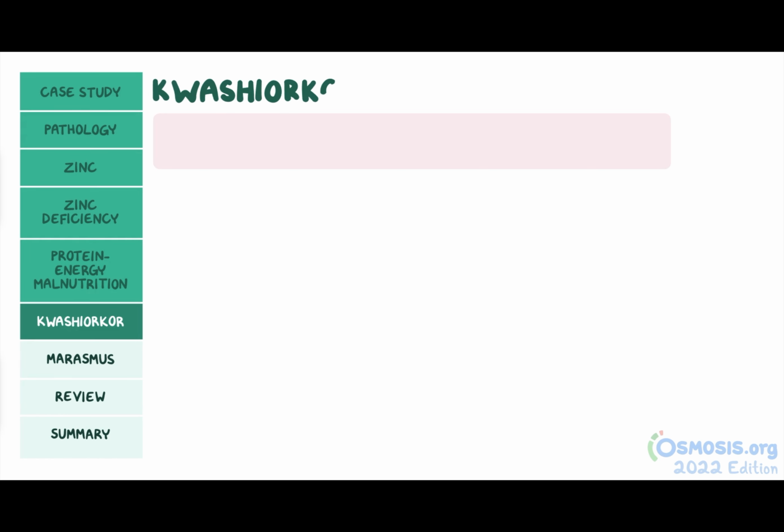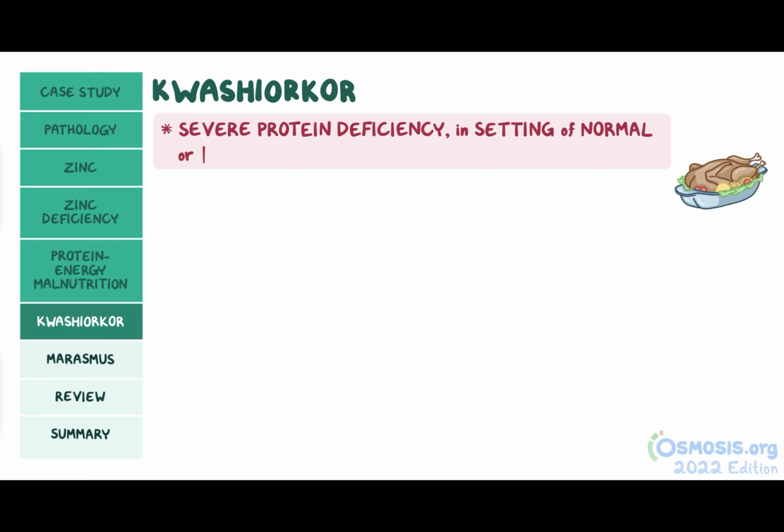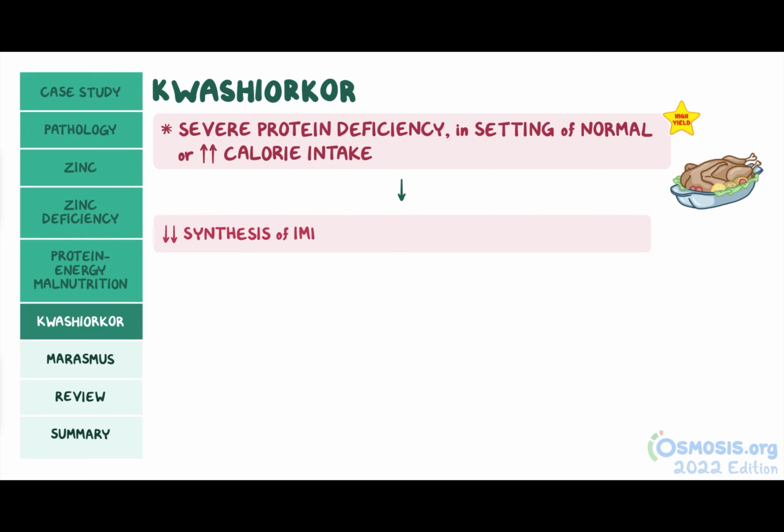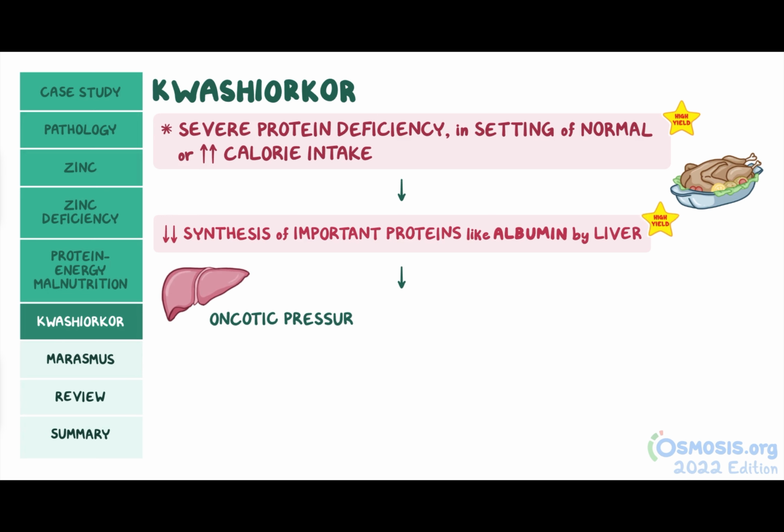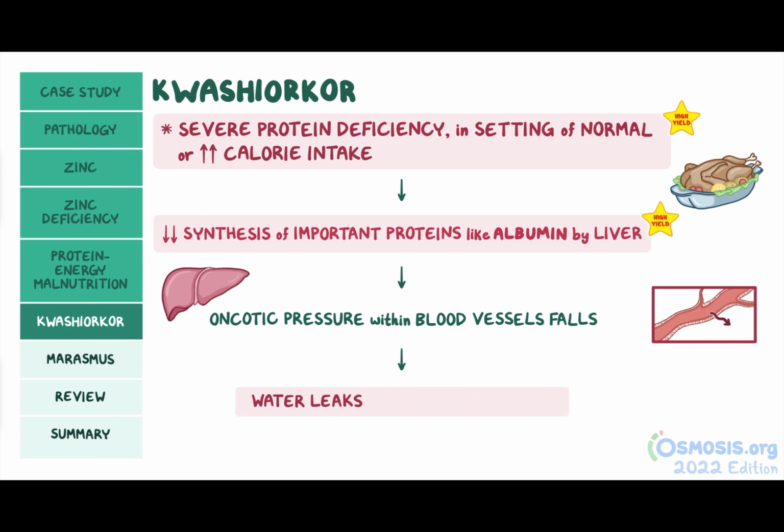Now, kwashiorkor results from severe protein deficiency in the setting of normal or even high calorie intake. The lack of protein leads to decreased synthesis of important proteins like albumin by the liver. With less albumin in the blood, the oncotic pressure that allows for water retention within the blood vessels ultimately falls. As a result, water leaks out of the blood vessels and into the tissues, resulting in edema.